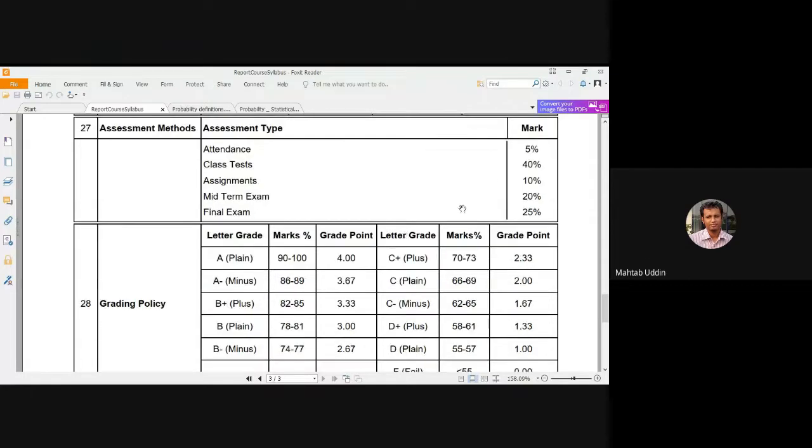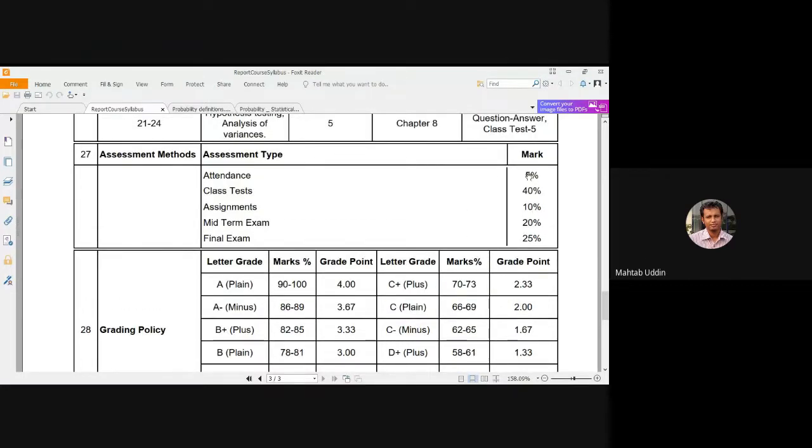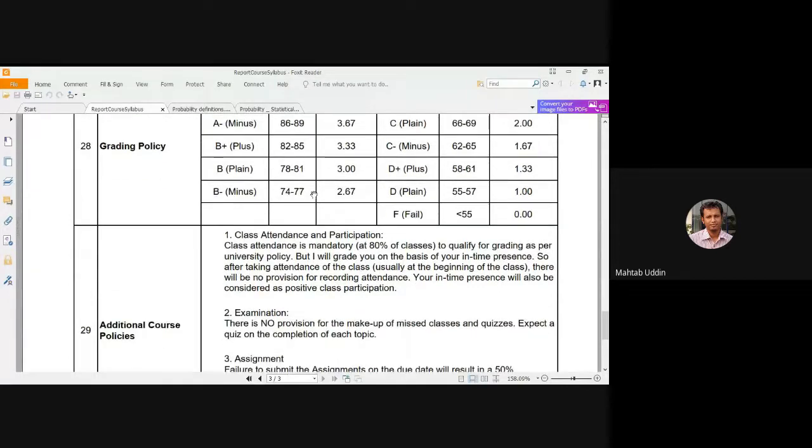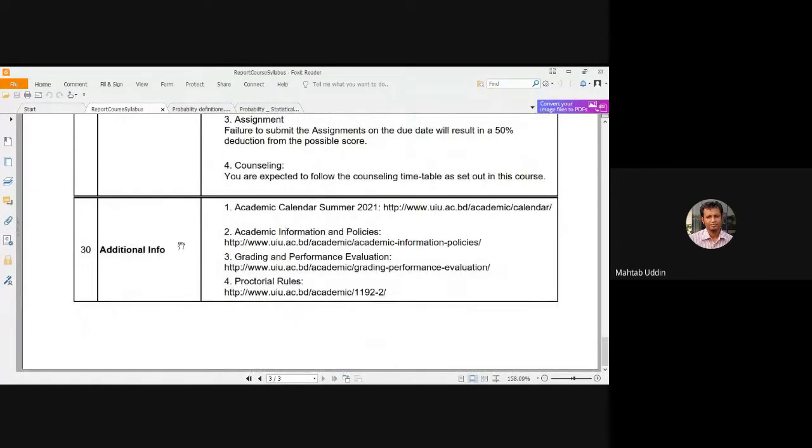And final. It can be changed, but as of now this exists. Then the grading policy, I think you know, and the rules.